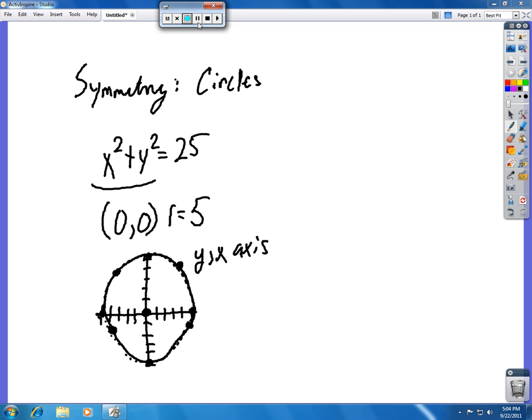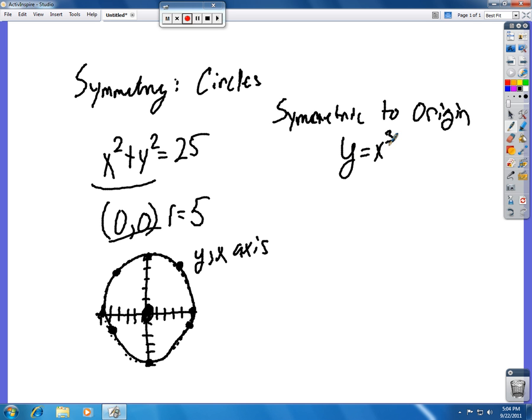Okay, also, if we were to talk about being symmetric to the origin, you would also see that this type of circle, where our center point is at 0, 0, which is the origin, would be a good example of that. Another good one would be, let's say, y equals x cubed, where you would have something like this, going through the origin.